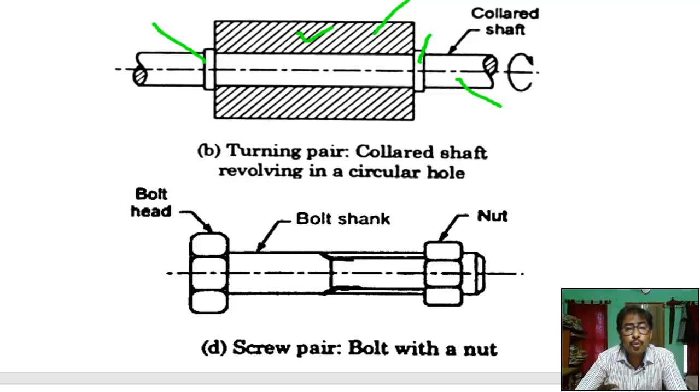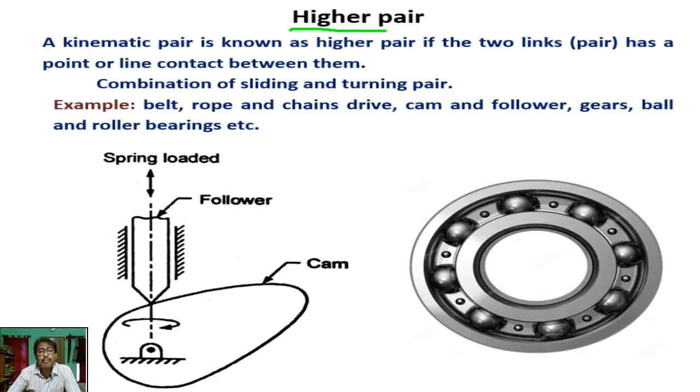Also, this is an example of a lower pair, the screw pair: a bolt with a nut. This is the bolt, this is the nut, this is turning motion. The nut rotates in this way and also reciprocates. It moves in this direction, and for opening it moves in this direction. All are examples.